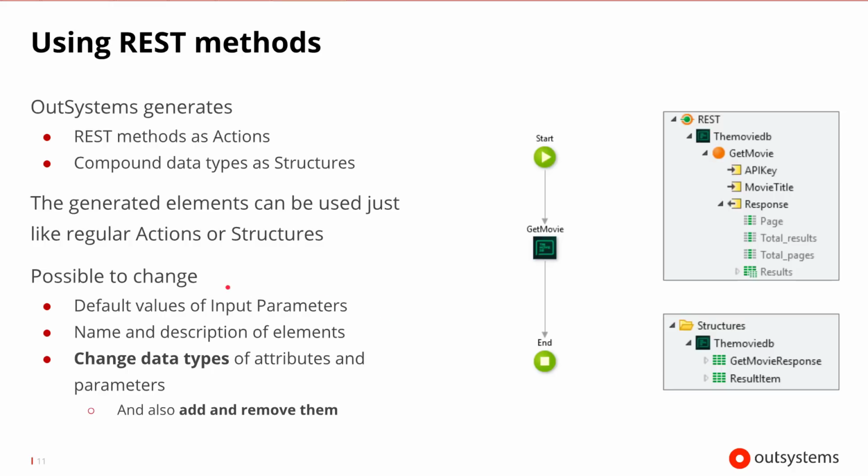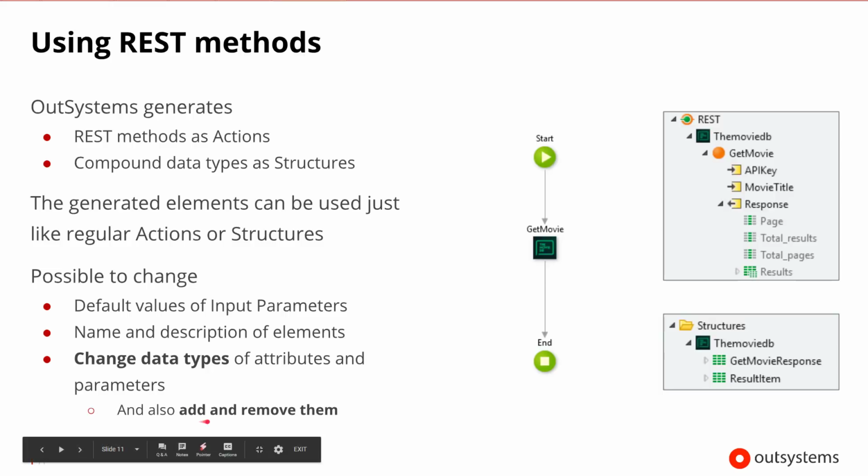Now, once that exists, it is possible to go back in and change it. So we can change the default values of any of the input parameters. We could change the name and the description of elements, and we can change data types of the attributes and parameters that are coming in, and we can also remove some of them. So we could add more or remove some.